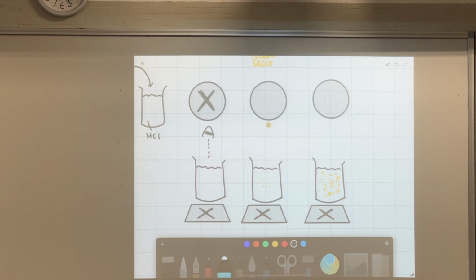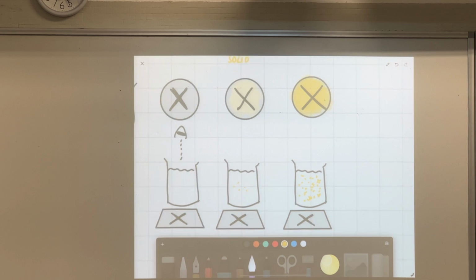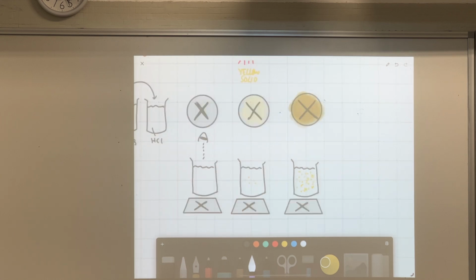But after some time, you will see that it gets kind of hazy. Maybe this is too much, so let me use a paler color. You see it's getting kind of hazy. Eventually, if you wait for long enough, you will not be able to see the cross at all. This doesn't cut it, so maybe I'll make a darker shade of yellow. You see, eventually, you will not be able to see the cross.